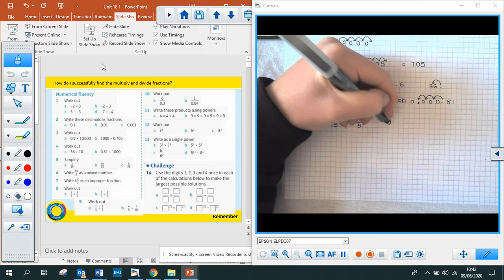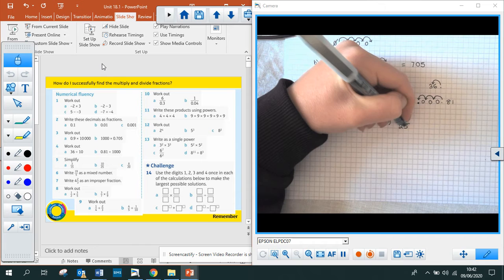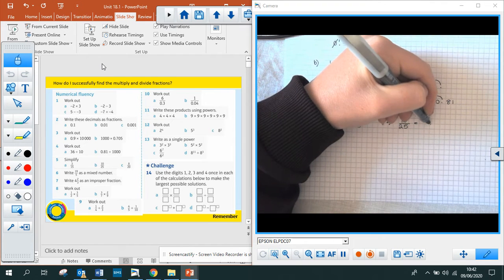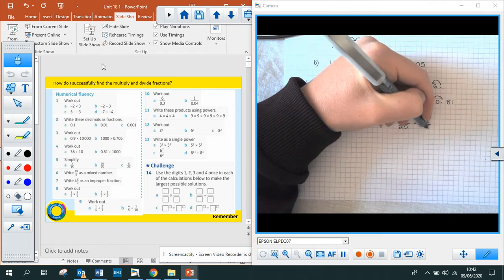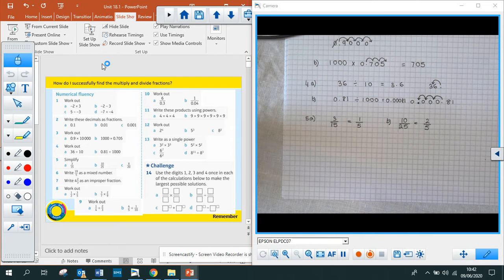For 5B, we've got 10/25. Okay, they're both divisible by 5. 5 goes into 10 twice, and 5 goes into 25 5 times. And you can see you can't simplify that any further.